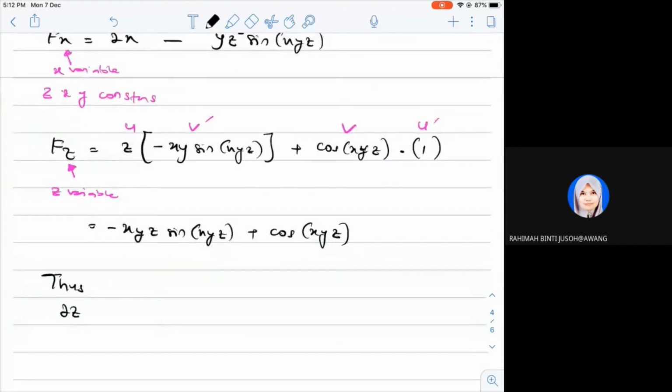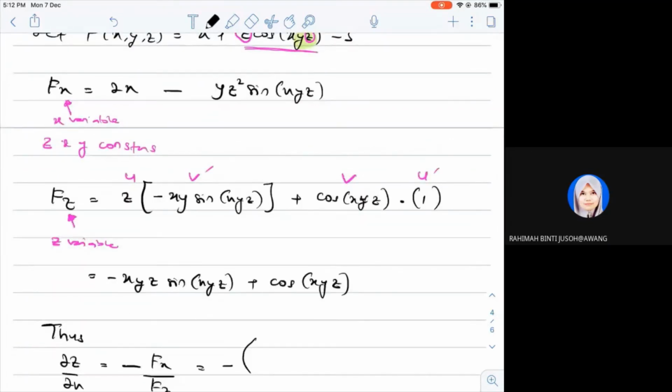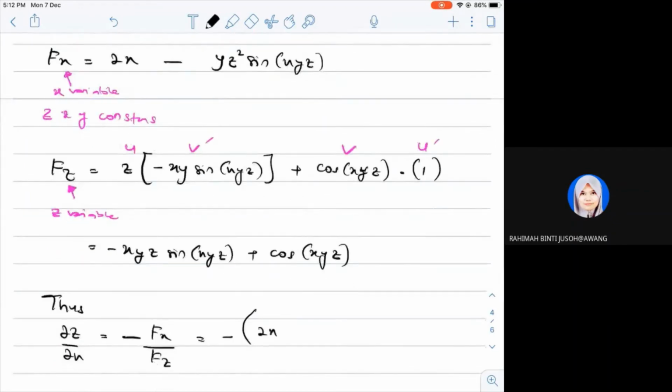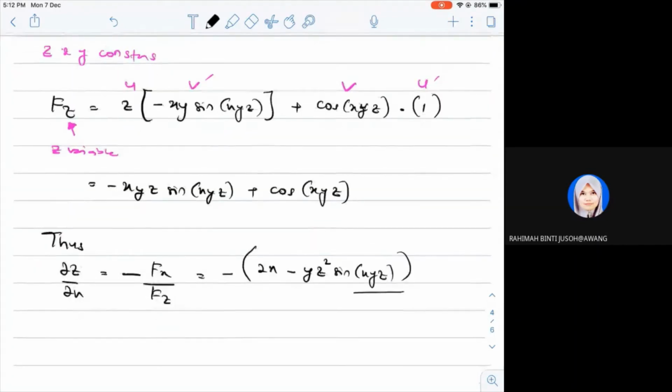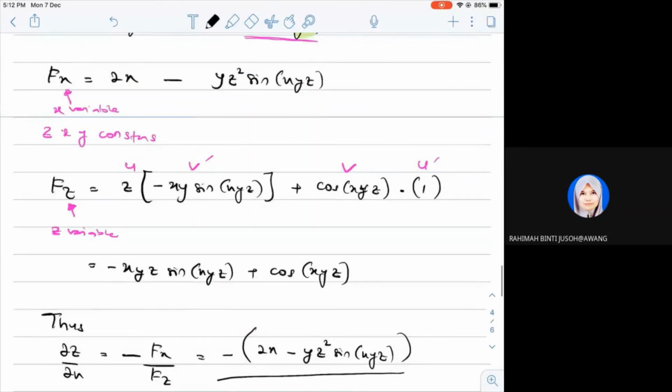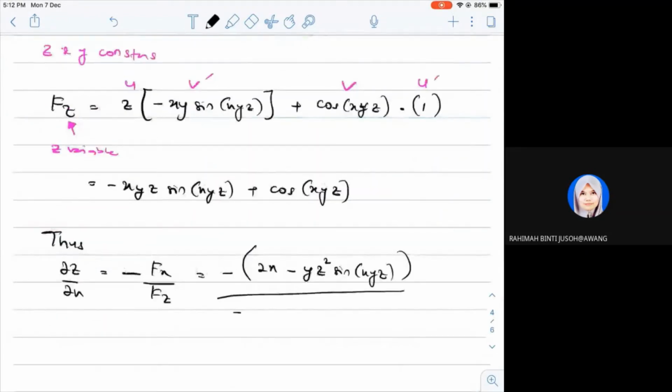Del z over del x equals to negative, don't forget the negative, fx divided by fz, so we will have negative, open the bracket, so fx is 2x minus yz squared sine xyz. Okay, divides by your fz. Fz is negative xyz sine xyz plus cos xyz.